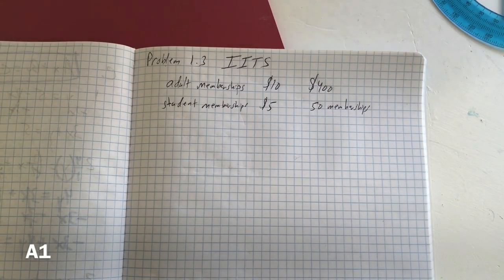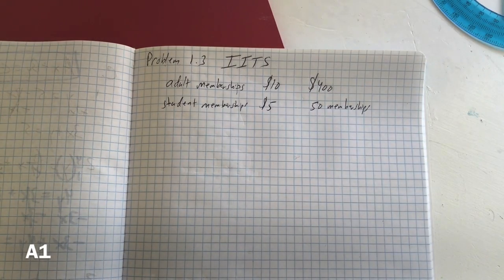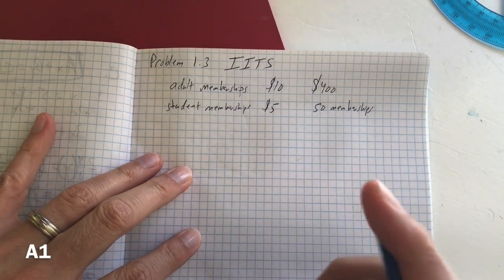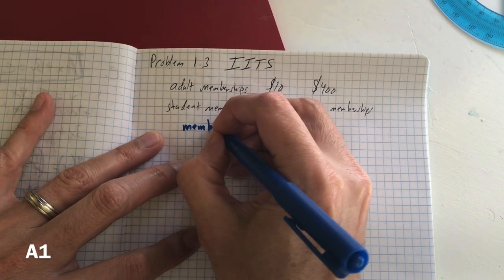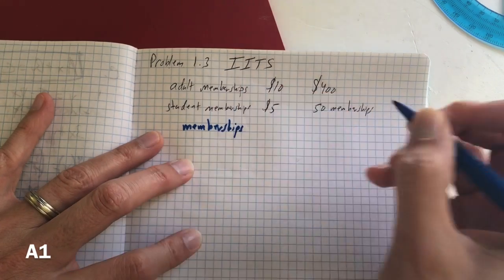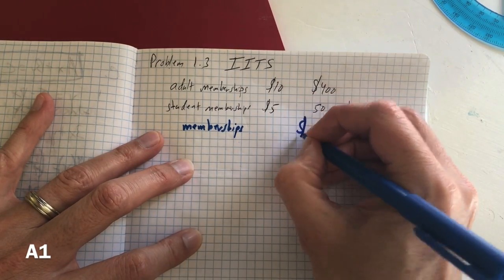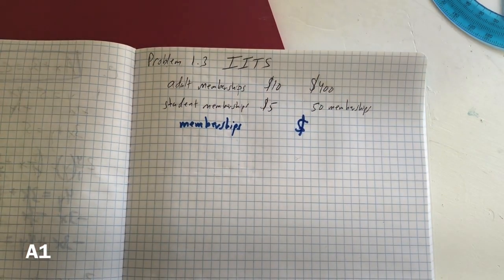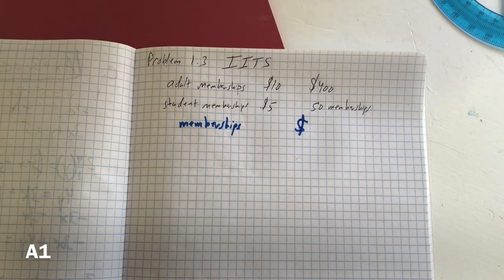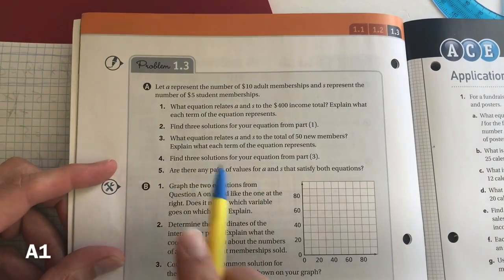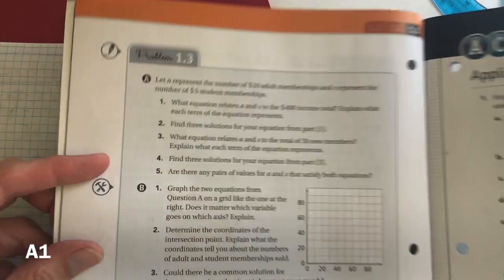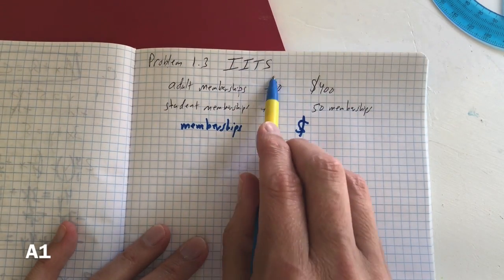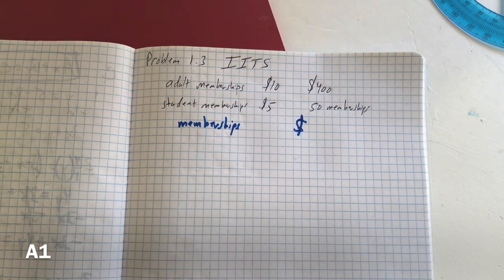So we're dealing with two types of equations, and I want to make sure we catch the two types first because we're going to be asked about it. One is going to be about memberships, and one is going to be about money. So we need to make sure we're looking at the two situations here and understanding those details. So the question for 1 on part A is, what equation relates A to S in terms of the money? Okay, so money is this stuff. So $10, $5, and $400.